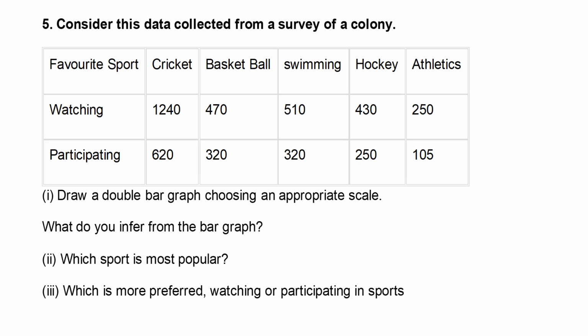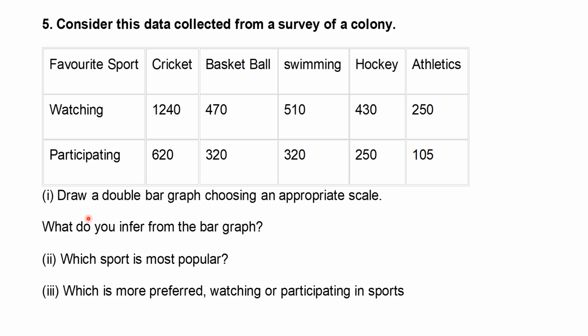So the next question is also related to the double bar graph. The question is like this. Consider the data collected from the survey of a colony. Favorite sport: cricket, basketball, swimming, hockey, athletics. In that, how many of them love to watch all these sports and how many of them want to participate in those sports. Some will like only to watch it rather than playing, right? Like that, 2 surveys' data is here.